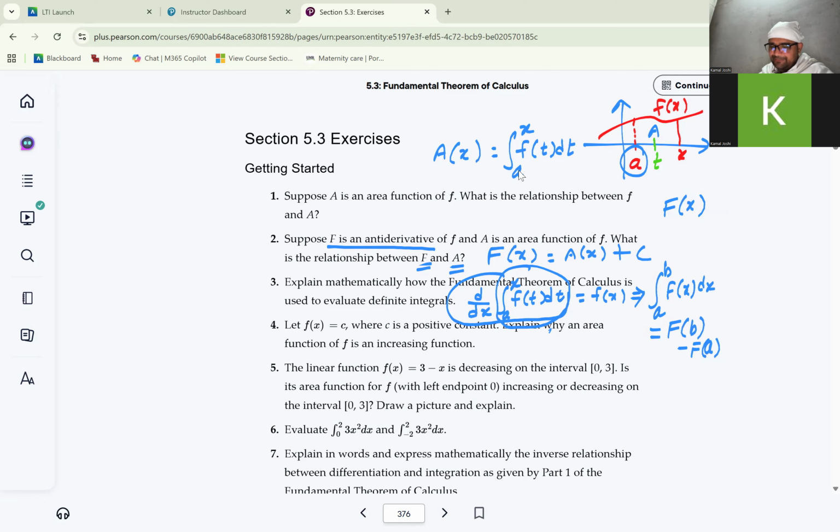Between question 4 and 5, I was looking at these questions earlier. They have some interesting concepts here, so just focus on the concept. Question 4 is kind of obvious, intuitive. If you have a constant function, you have to explain, okay, let me erase everything else.